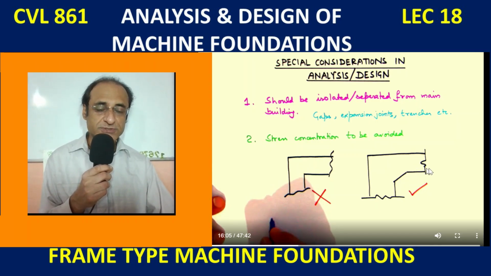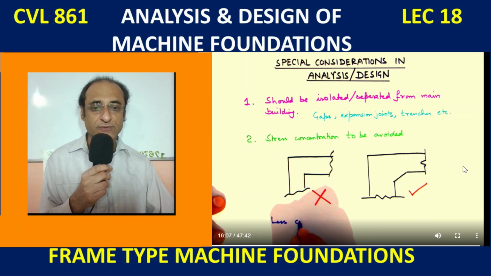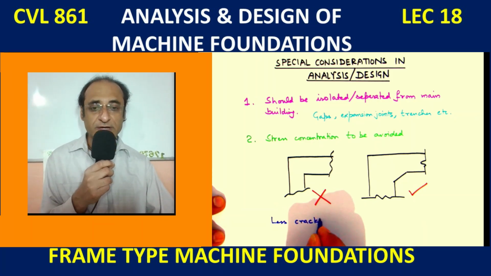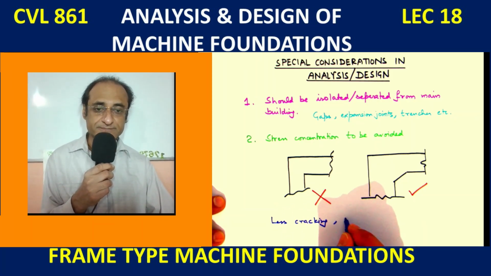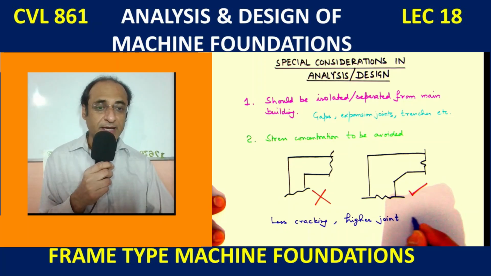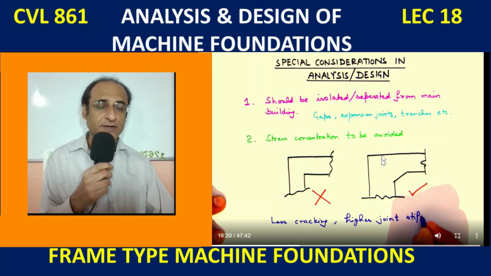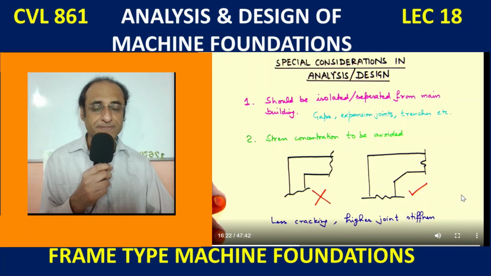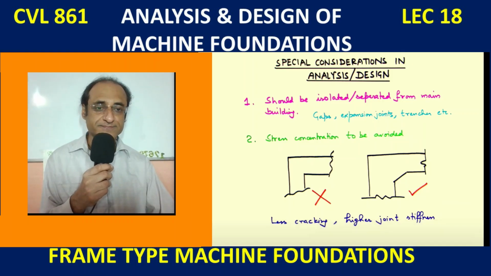So haunches are very common in these kinds of structures. The advantage is that there is less cracking, and also there would be higher stiffness of the joints, because we are providing extra thickness to the beams and the columns.